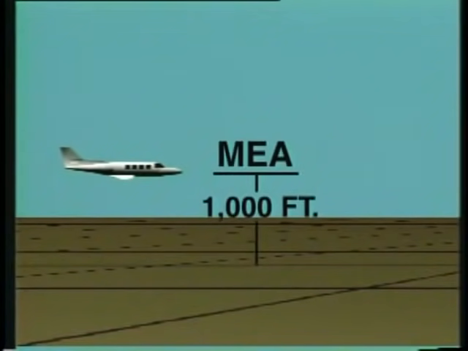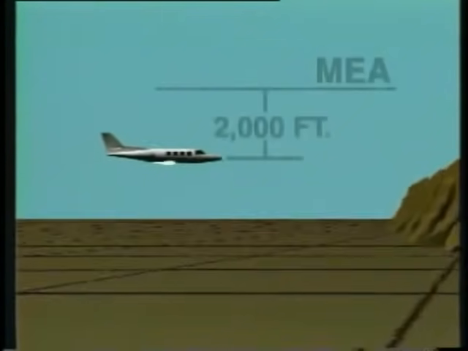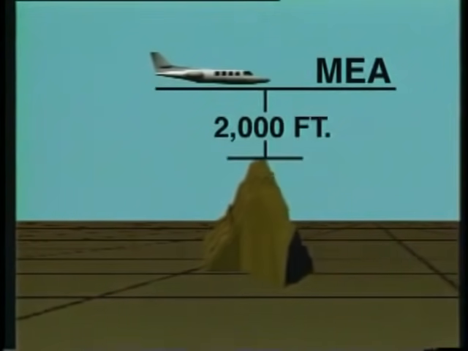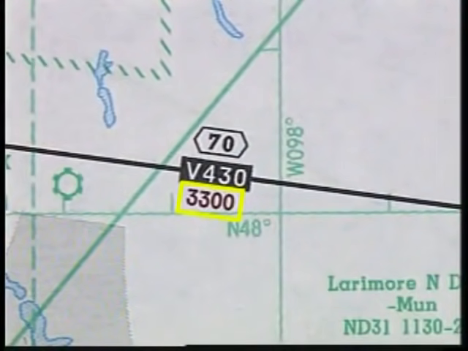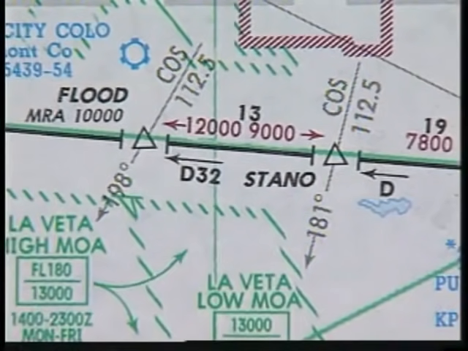When you're on an airway, the MEA normally provides a minimum of 1,000 feet obstacle clearance over non-mountainous terrain and 2,000 feet in mountainous areas. The minimum en route altitude is shown below the airway identifier. On some airways, the MEA is different depending on the direction you're flying. For example, if you're flying west from Stano intersection, the MEA is 12,000 feet. However, if you're flying eastbound from Flood, the MEA is only 9,000 feet.